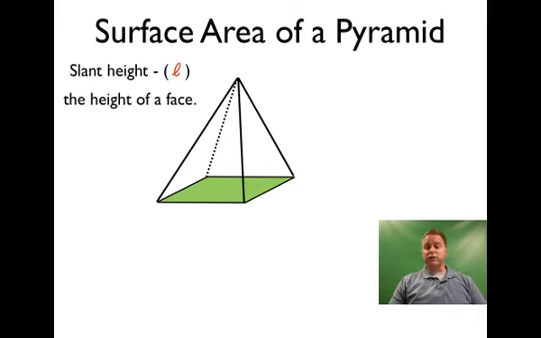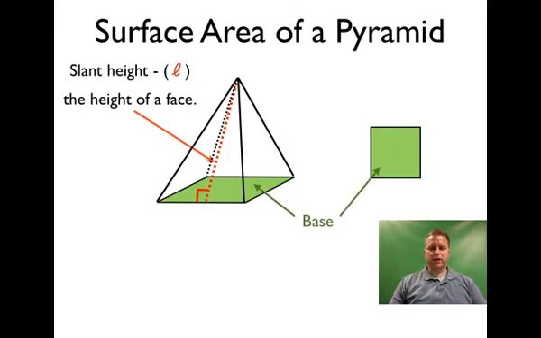So first of all, we're going to start with the surface area of a pyramid, and to do that you need to first know the slant height, which is L, and that's basically the height of the face. So imagine an ant walking up from the base of a pyramid up to the top. It would look something like this. So from the bottom edge all the way up to the pointy part, the tip. Now that green area, that's our base, and the base in this case is a square.